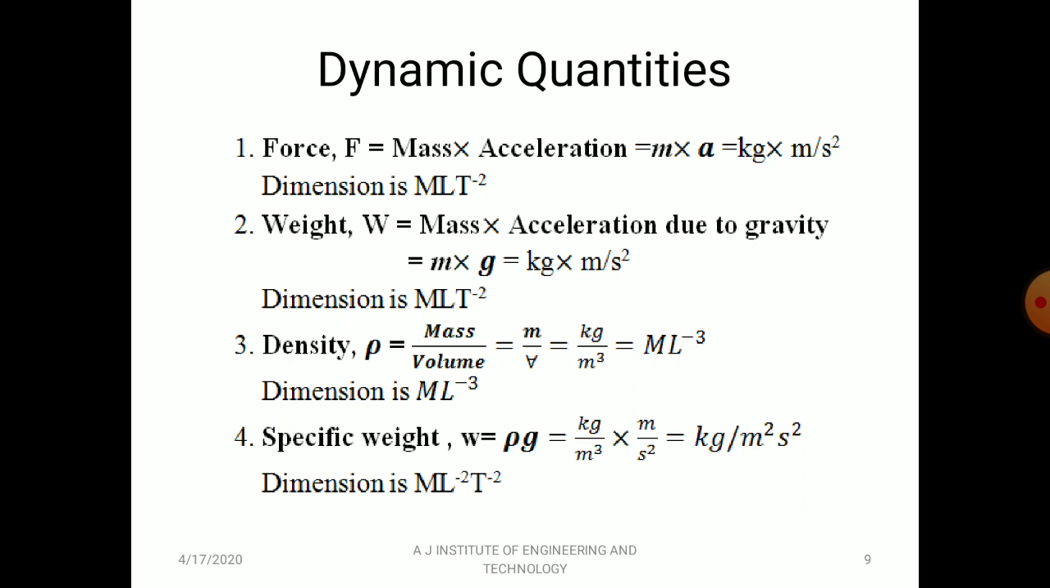Then specific weight, that is represented by, in some cases, small letter w, or it can be represented by Greek letter gamma. So gamma or w equals rho into g, the product of density and acceleration due to gravity. Unit of density is kg per meter cube. Unit of acceleration due to gravity is meter per second square. So overall unit for specific weight becomes kg per meter square second square. So dimension for specific weight is M into L to the power minus 2 into T to the power minus 2. So that is the dimension for specific weight.